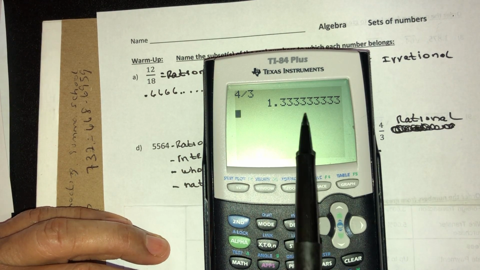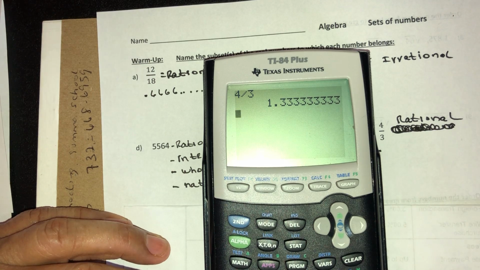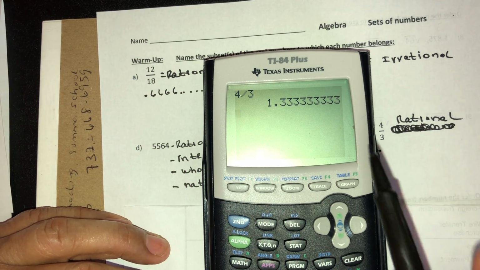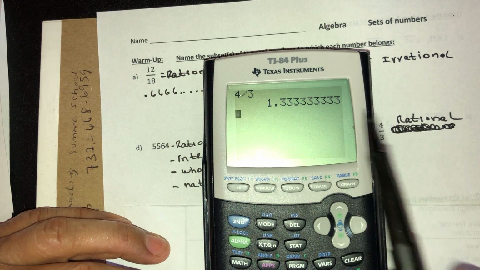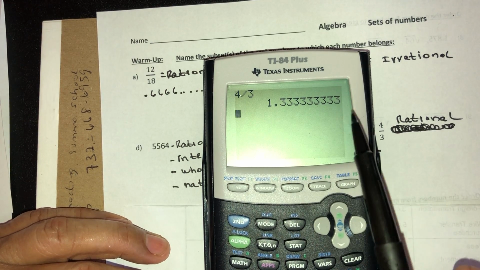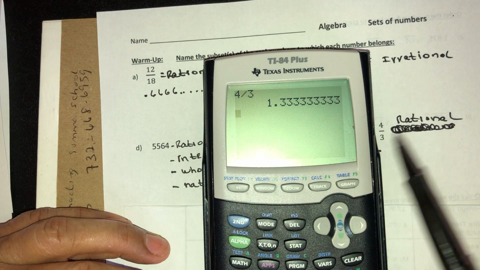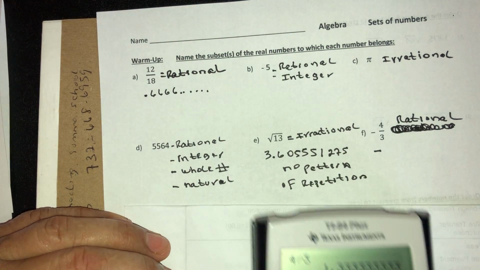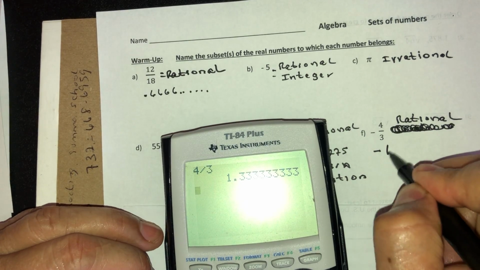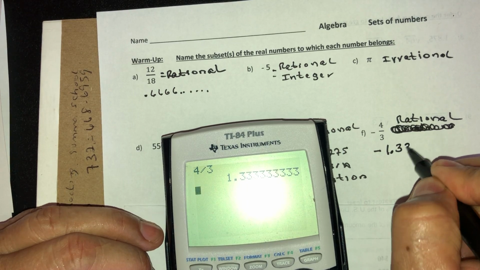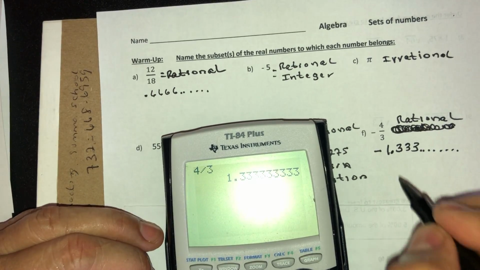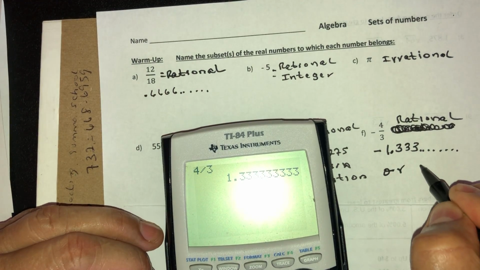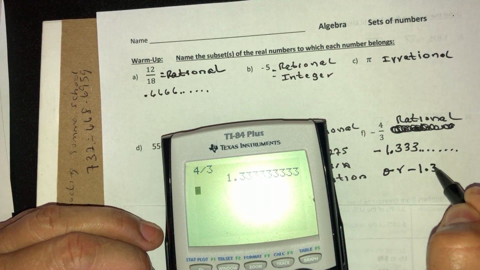So that's why, if you don't know whether the number is rational or irrational, just convert it to decimal. If it does repeat, it's going to be rational. If it has an end, it's going to be rational, okay? So let's put this as a decimal, negative 1.333. You can do that, or you can write negative 1.3 and just put the little bar on top, and that means that it repeats forever.